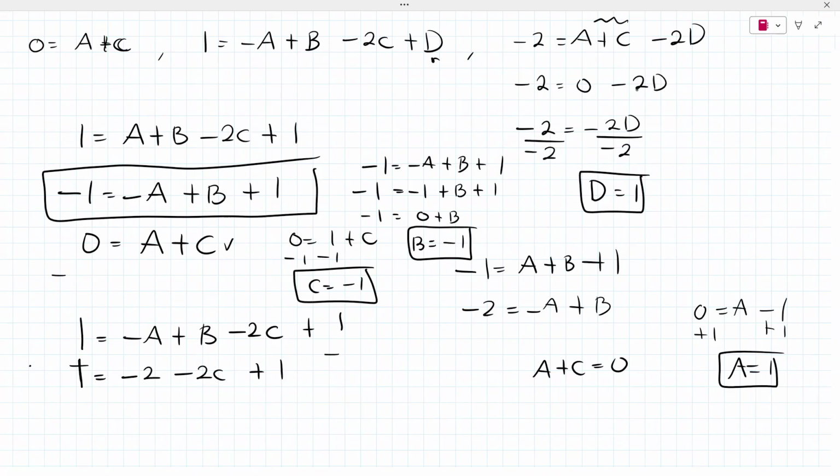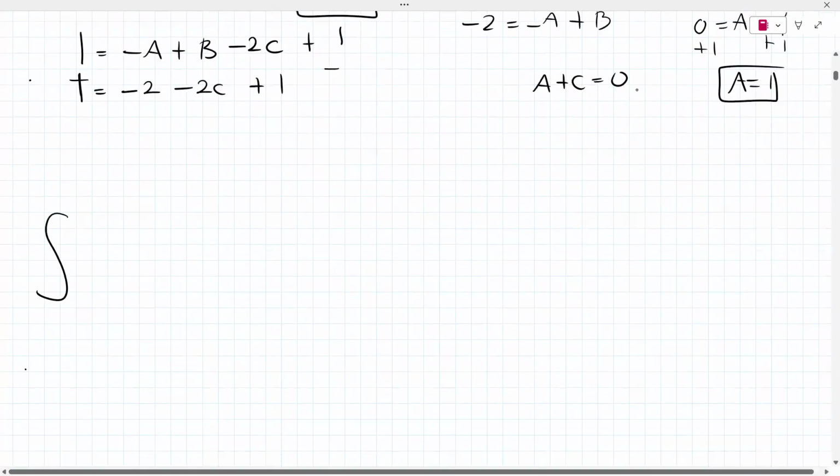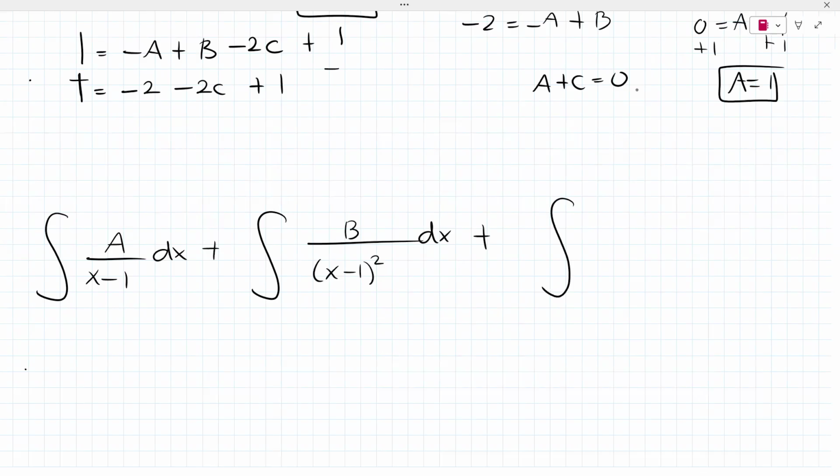Now we have a partial fraction decomposition. So we're going to set it up like this. We have the integral of a over x minus 1 dx plus the integral of b over x minus 1 squared dx plus the integral of cx plus d over x squared plus 1 dx.